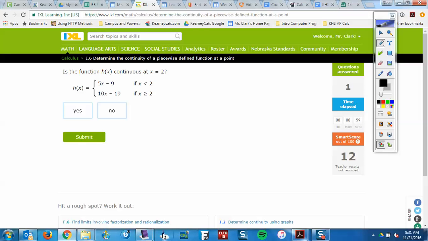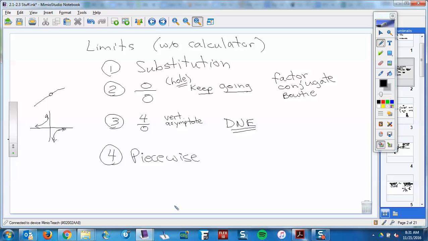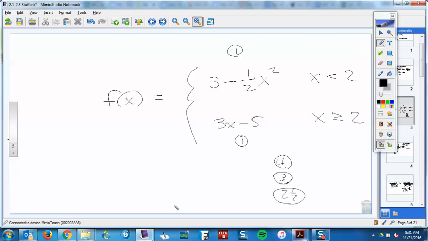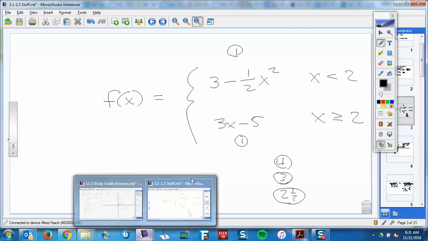Okay, so we come back to our quiz review. So that's how you'd handle a piecewise, right? The only place a piecewise is going to have an interesting limit at all is going to be where it breaks from one graph to another, especially if the other graphs are nice and continuous graphs, parabolas, lines, stuff like that. Okay?